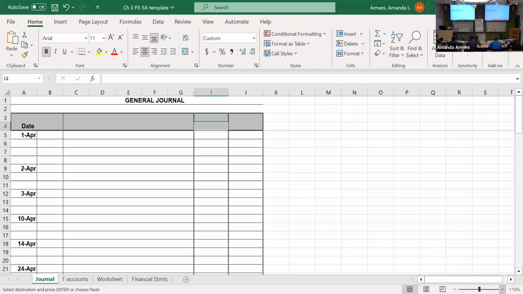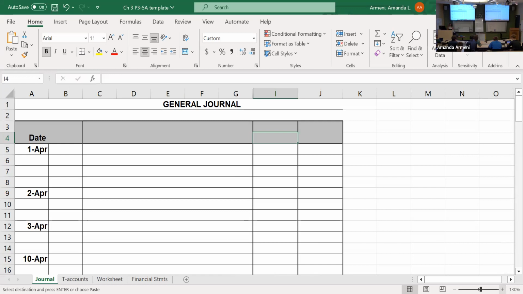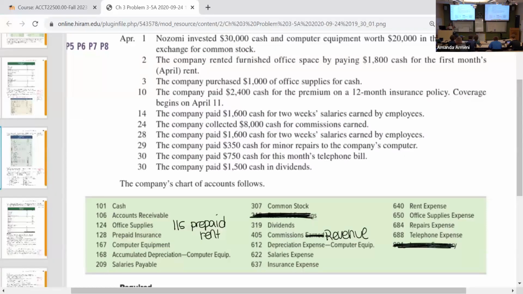In the month of April, we had a bunch of transactions that we have to account for in our journal. I'm just going to ask for volunteers. If I don't get volunteers, I'm going to start calling on people. And I want new volunteers. I don't want the same people volunteering every time to do these entries in our journal.